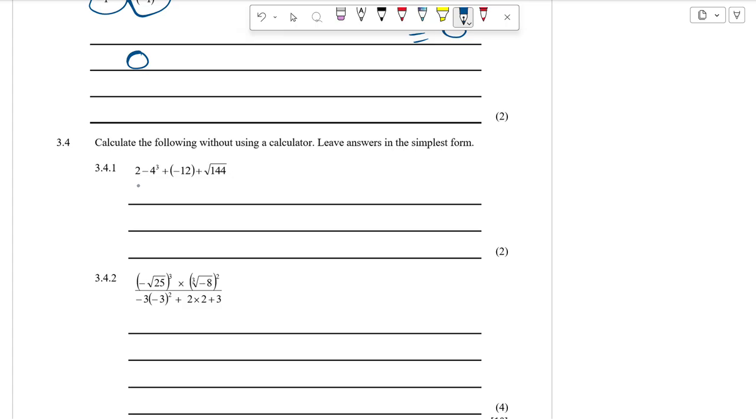So 2 minus, press your calculator, -4 to the power of 3. You will get what? -64. And then it will be -12. Press in your calculator root of 64. Press this part. You will get what? You are going to get +12.